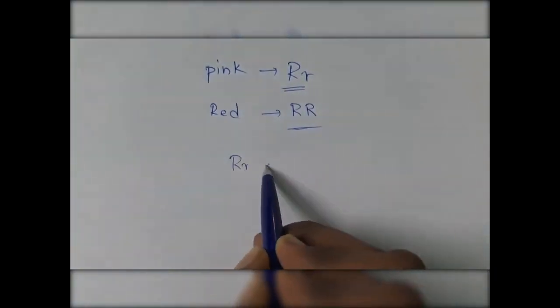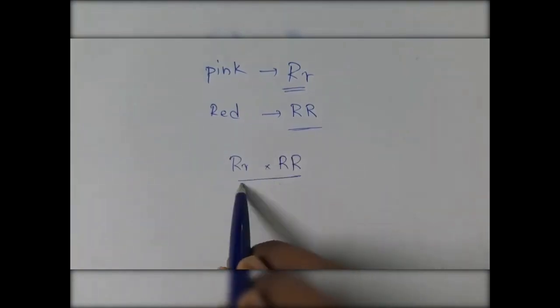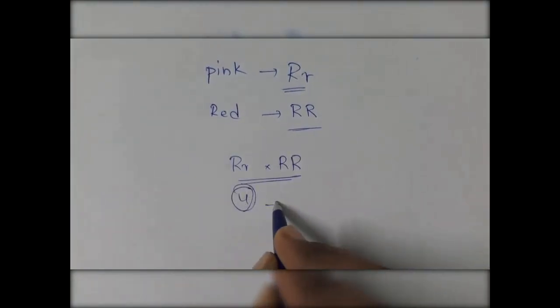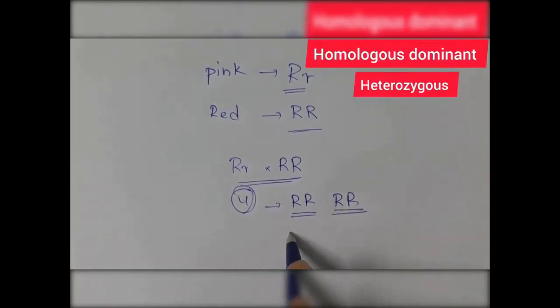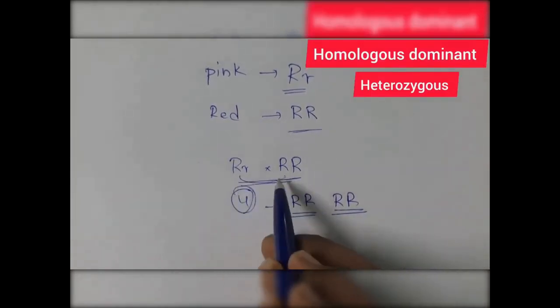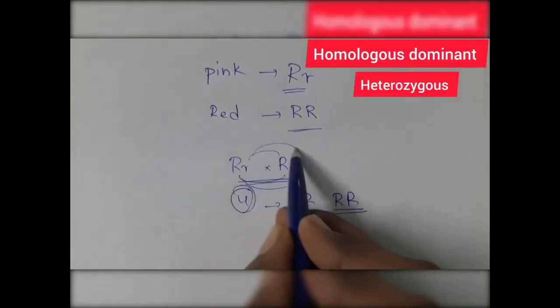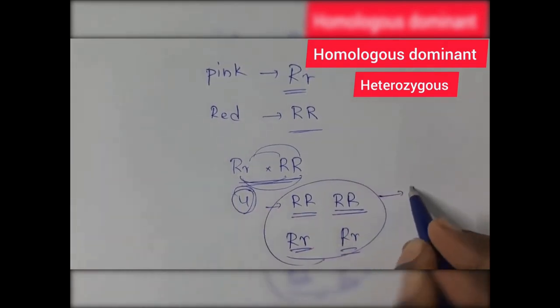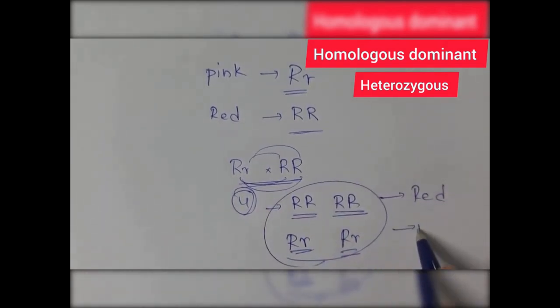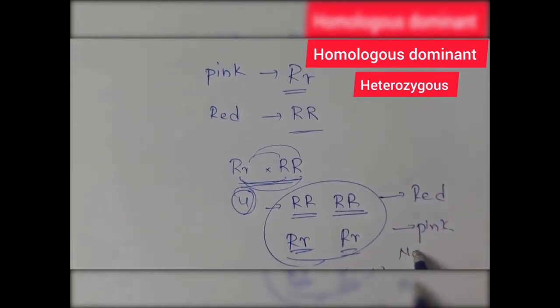After crossing, the 4 outcomes are homozygous capital R and homozygous capital R in the second generation, and heterozygous capital R small r in the third generation, as well as the heterozygous. So this is the answer, option 4. So red as well as pink are the outcomes and the phenotypes of the progenies. No white, as there is no recessive homozygous.